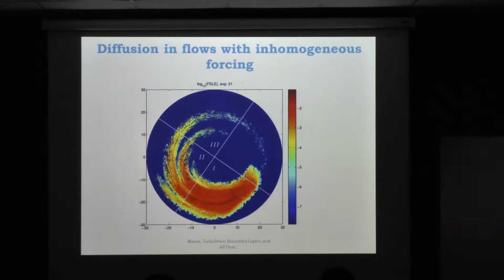Now, this is what happens when you plot the map of particle trajectories converted into finite size Lyapunov exponents. It's a way to study dispersion between the particles. It's how distance between the particles grows with time. It's a little more involved than this. This is a forced sector.